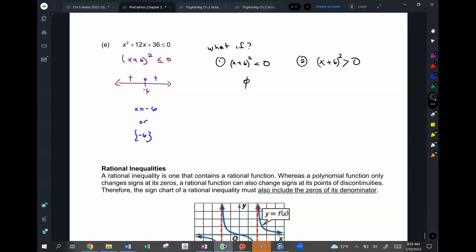I'm sorry. I was thinking the other way. Is it all reals? No. It's -infinity to -6 and then -6 to infinity. Right?